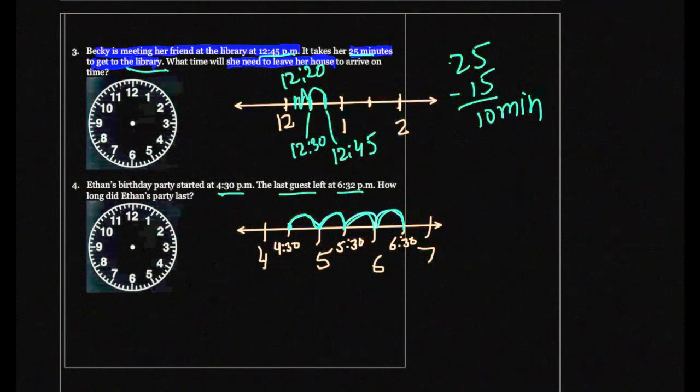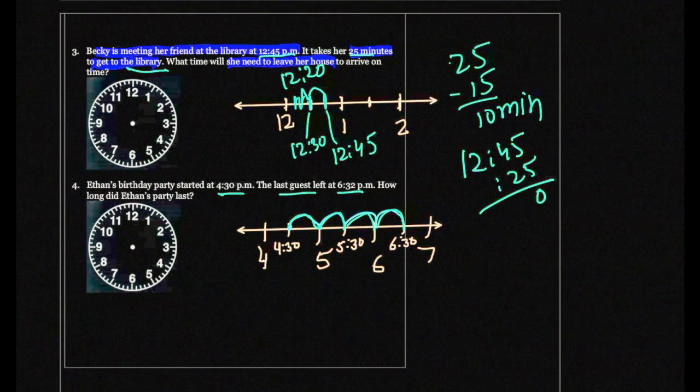And this question can also be done very easily. If you take 12:45 and subtract 25, you get 12:20. So she has to leave the house at 12:20 to meet her friend at 12:45.